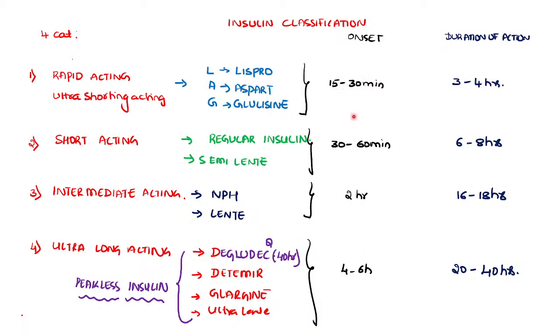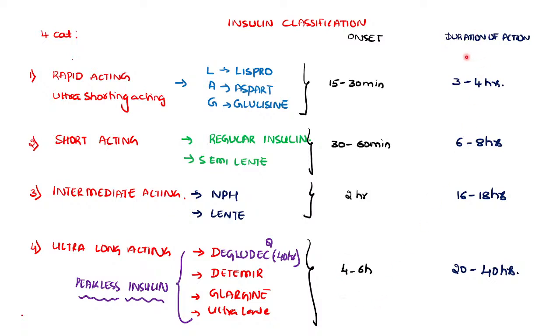So the onset of action of rapid acting will be around 15 to 30. How to remember this? Just double the minutes. Rapid acting preparations have 15 to 30 minutes. What will be the double of it? It will be 30 to 60 minutes under short acting. If you double the 60 minutes, that means 1 hour. If you double the 1 hour, you will get 2 hours for intermediate acting. If you double 2 hours, you will get 4 to 6 hours. So very easy to remember: 15 to 30, 30 to 60, 2 hours, and 4 to 6 hours.